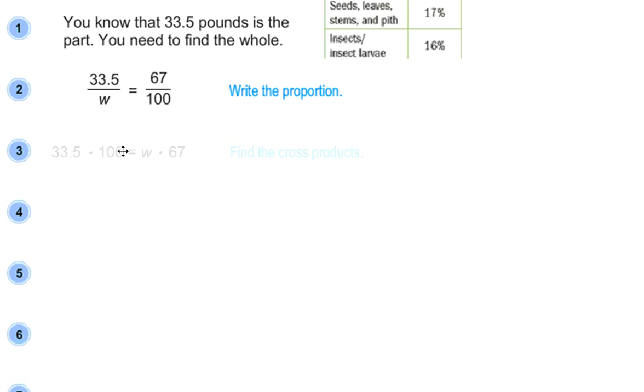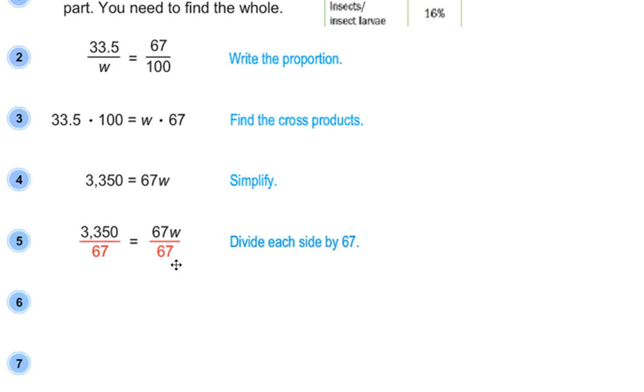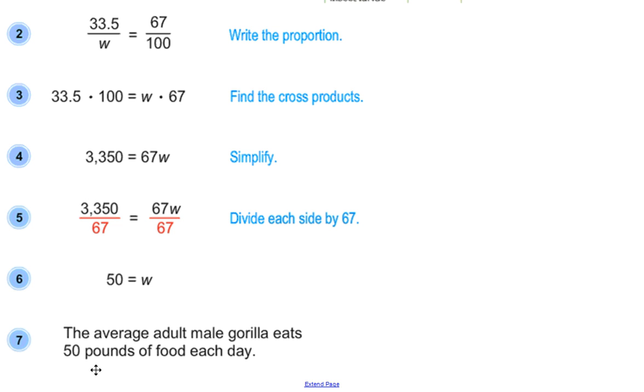Now that I have my proportion, I can write the cross products. So 33.5 times 100 and then W times 67. Now we can multiply our cross products. W times 67 is 67W. 33.5 times 100 is 3,350. Now I have to divide by the number that's being multiplied by the variable, and that's 67. So I'm going to divide both sides by 67, and I should get 50. So my whole is 50. So the average adult male gorilla eats 50 pounds of food each day.